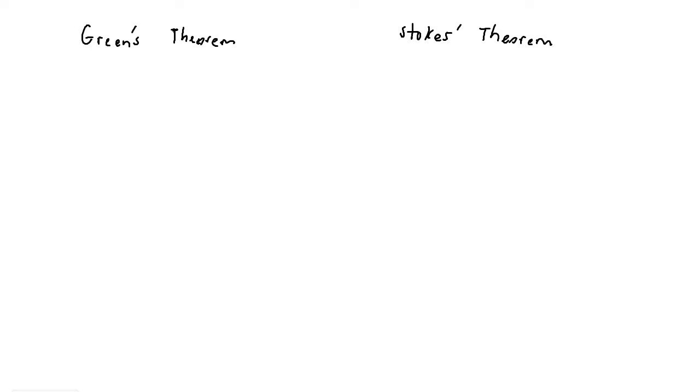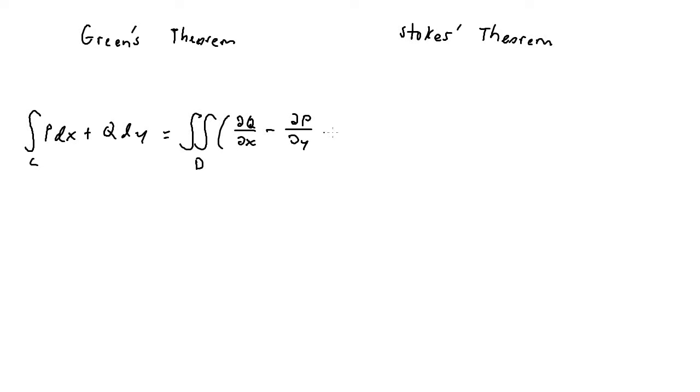Now the next 2 theorems are going to be Green's theorem and Stokes' theorem. For Green's theorem, let's say we have the integral along C of some function P times dx plus another function Q times dy. Then the formula to evaluate is going to be the double integral over the region D of the partial derivative of Q with respect to x minus the partial derivative of P with respect to y times dA. And for Stokes' theorem, we have the integral along C of the dot product of the vector field F and dr is going to equal the double integral over the surface S of the dot product of the curl of F and dS.